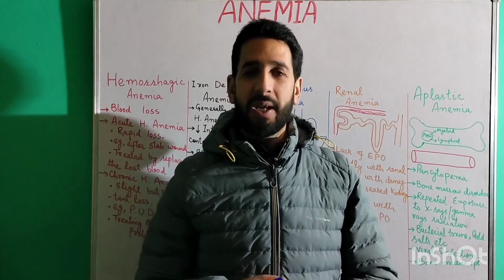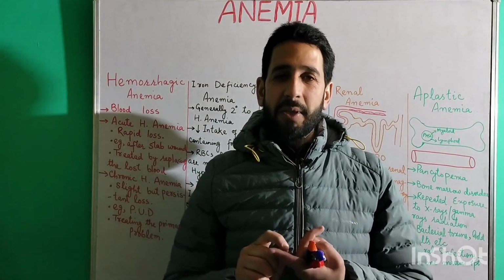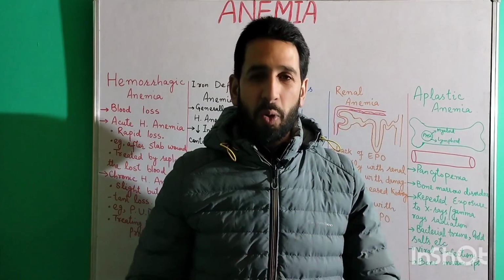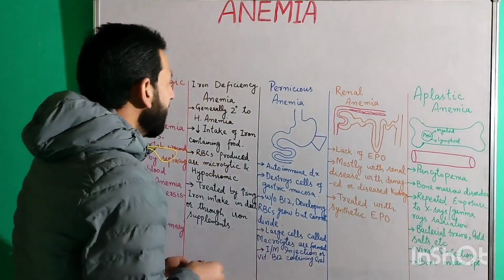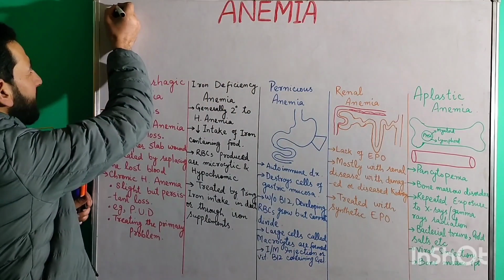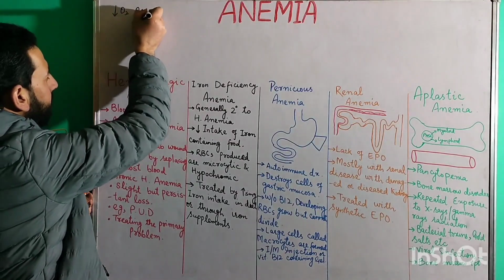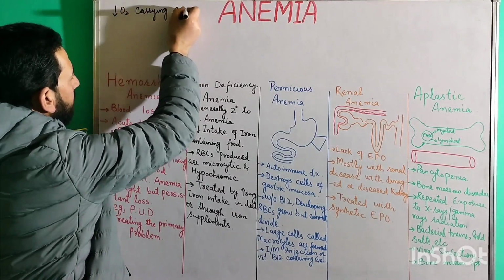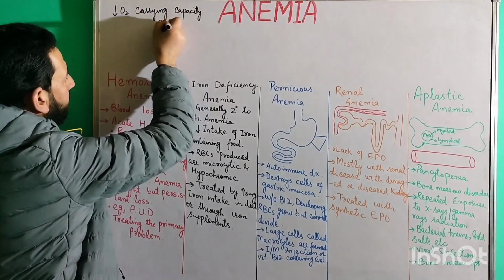And in this lecture, we are going to talk about anemia. Now, when we define anemia, it is actually a condition which is characterized by the low oxygen carrying capacity of the blood. So, anemia is actually a condition in which there is low oxygen carrying capacity of blood.